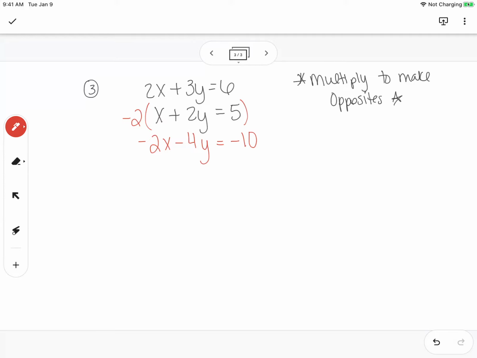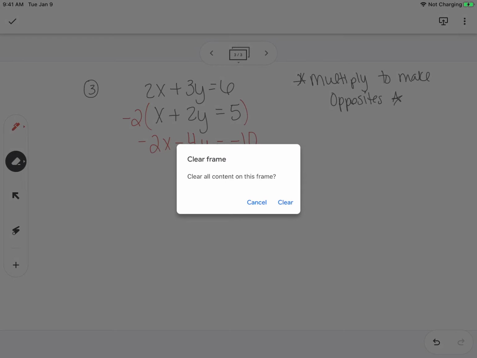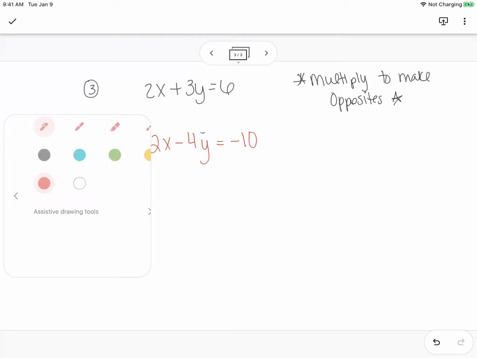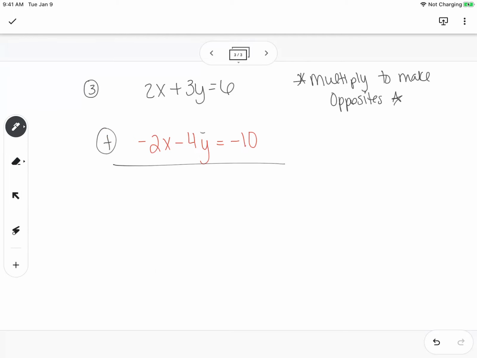So if you take a look, I can actually get rid of this middle equation now. And you can see you've got opposites in your 2x and your -2x. So I can now add my equations. And when I add, my 2x and my -2x cancel. 3y plus -4y is -1y equals 6 plus -10 is -4. Solve it by dividing by -1, so y equals 4.